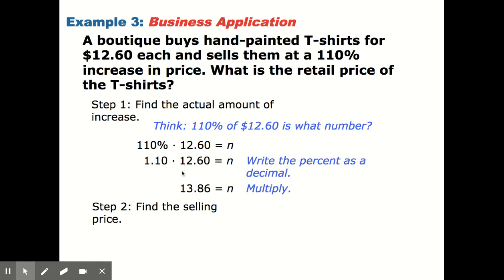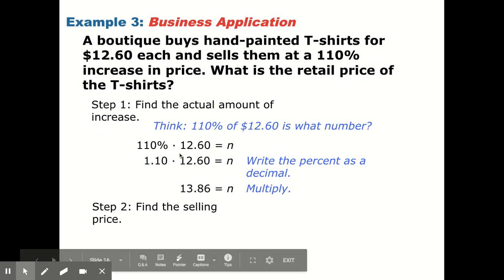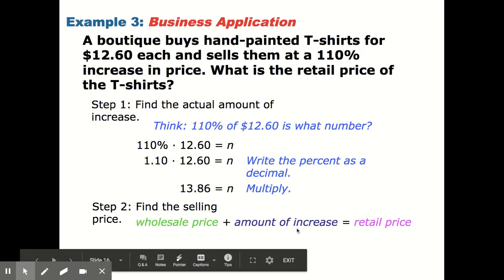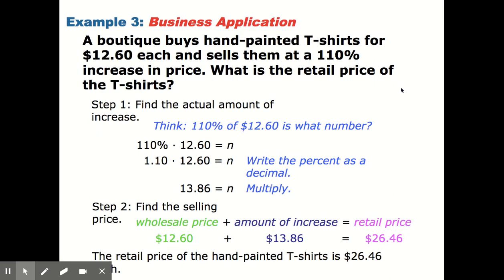Now we're finding the selling price. This is what they're going to add to this. The $13.86 is what they add to how much they paid for it. So you take the wholesale price, which is what they bought it for, add the amount of increase, and that will give us the retail price. So they buy them for $12.60. They add on $13.86, and then they sell them at a retail price of $26.46. Okay, so wholesale means what they originally bought it for. And then the amount of increase is the percentage that we found, and we add that to find the retail price.